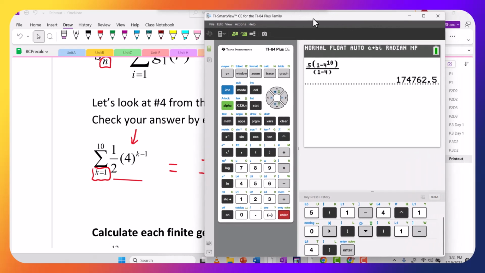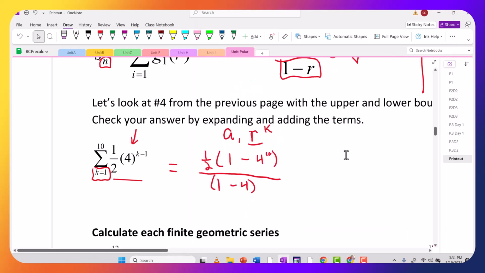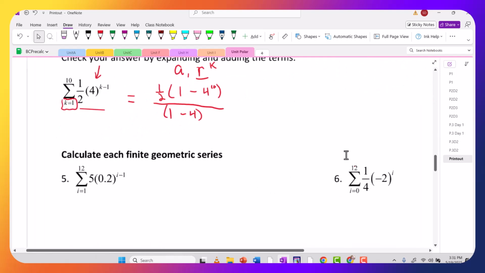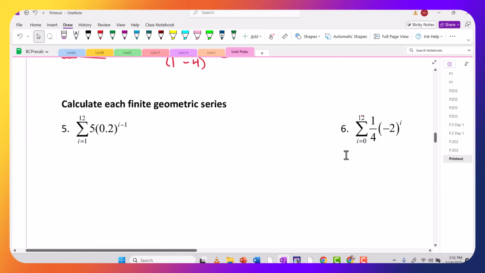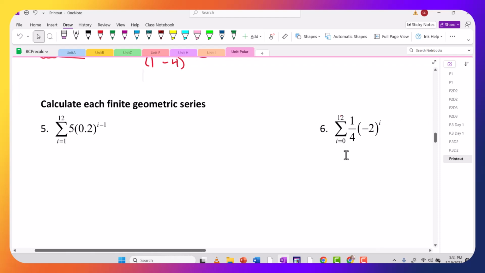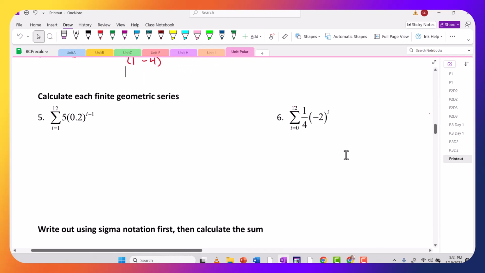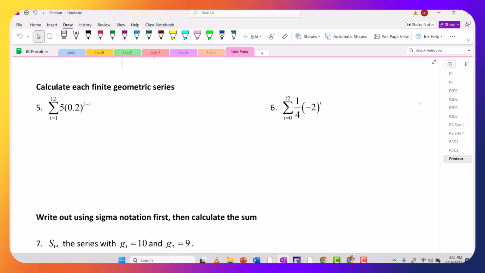Okay, it should be a big number. There we go. Then there's that half. So 174,762.5. I'm not dragging that on the screen. It'd be a waste of time. Okay, so notice it said finite geometric series because, well, you'll see later. All right, and I'll just do this one because it's more tricky.